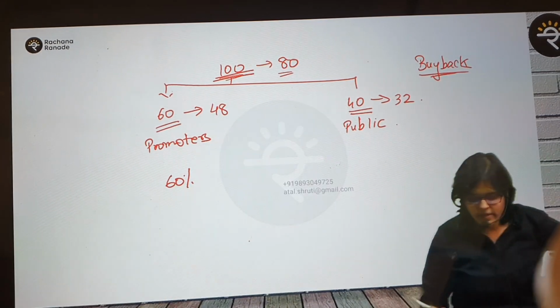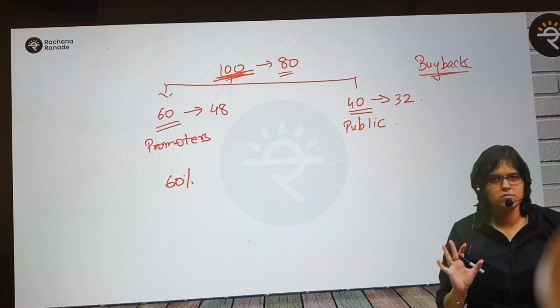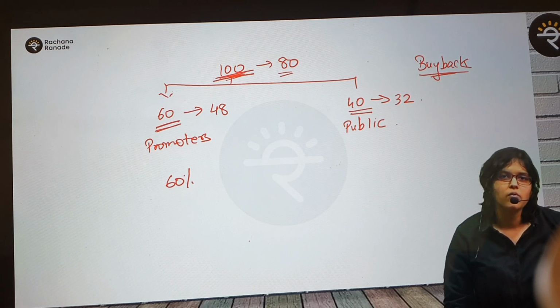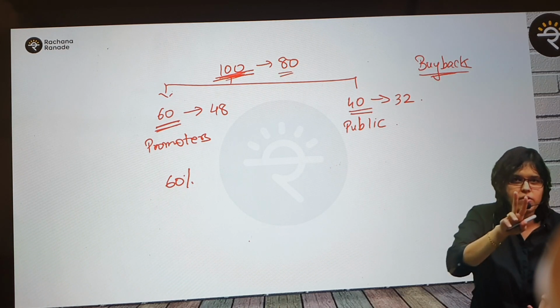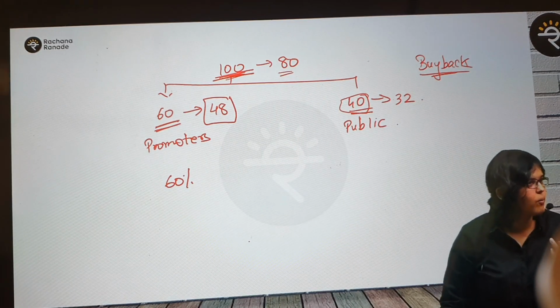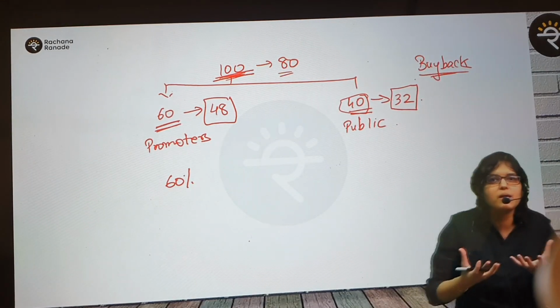So see, assume that there are 100 shares with the company, 20 shares are proposed to be bought back, and everyone participates in the buyback. Everyone gives 20% of their holding for buyback. Promoters' holding will go down from 60 by 20%, so 60 times 20% is 12. Correct? So remaining with promoters is 48. Public had 40. 20% they also give in buyback. What is the balance? 32. Correct? Now what happened with those shares which were bought back by the company?